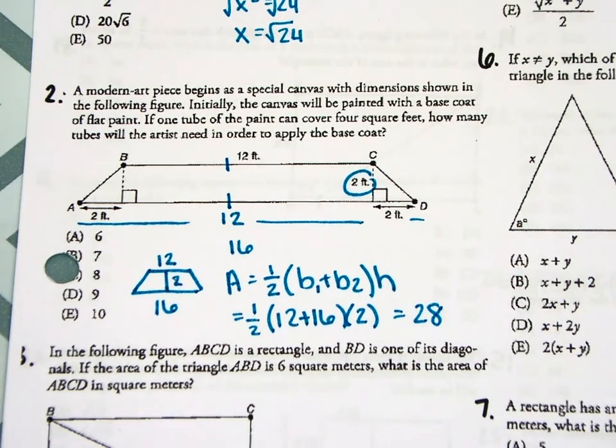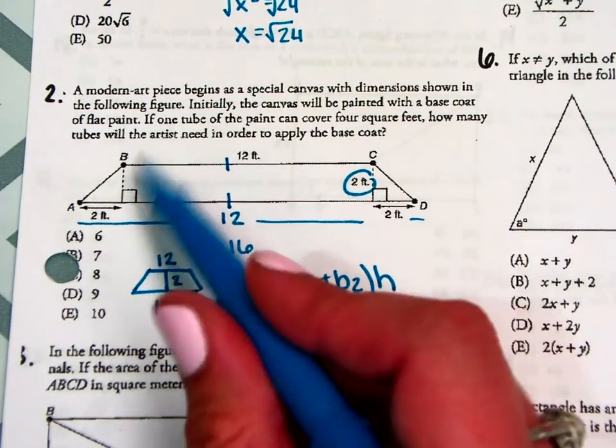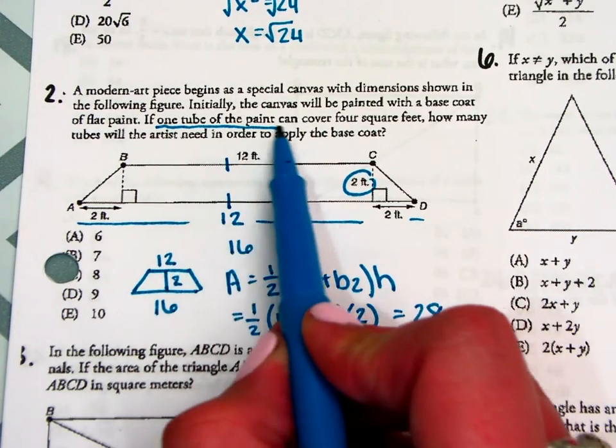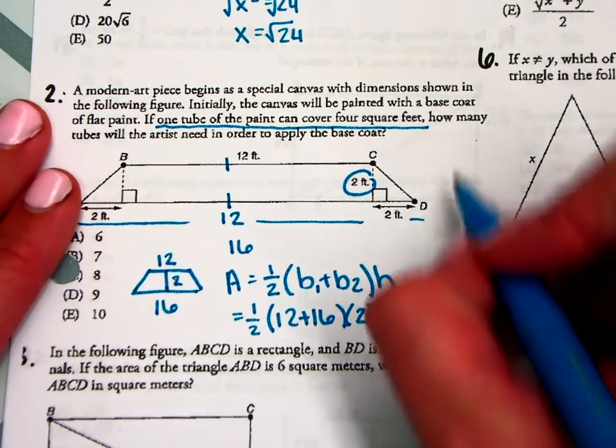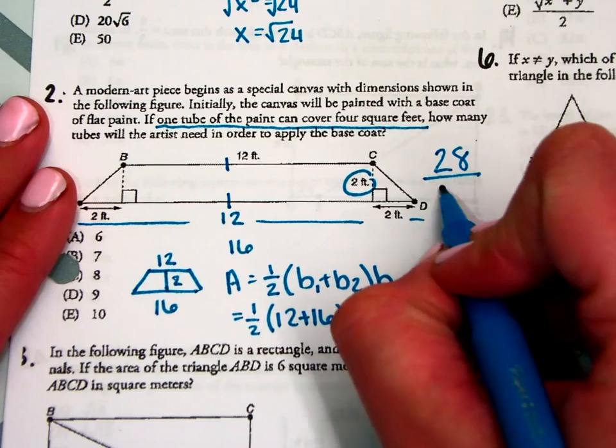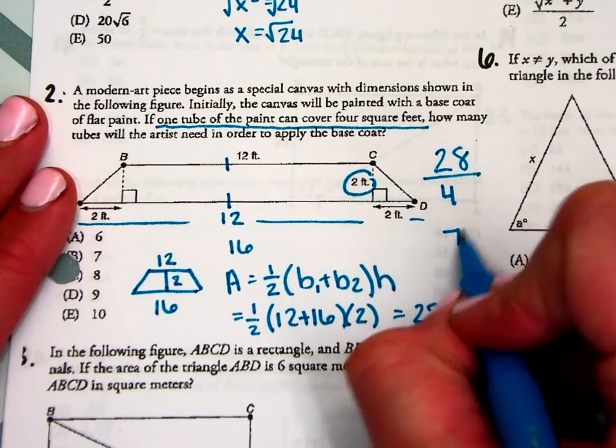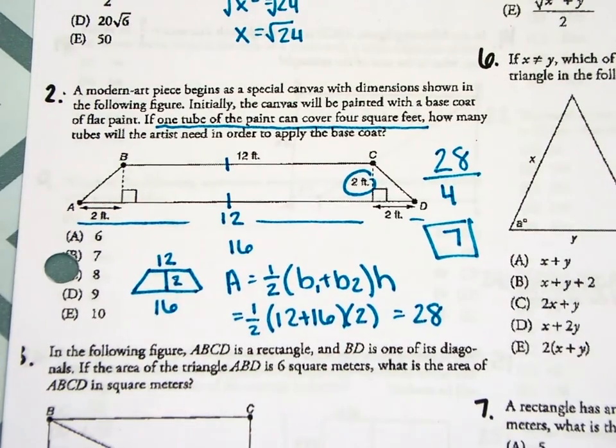Now, I don't see that as an answer, and that's because we are painting this with paint. It says 1 tube of paint can cover 4 square feet. How many tubes of paint will we need? Well, we have 28 square feet, so I'm going to divide by 4, and I get an answer of 7. I need 7 tubes of paint to cover 28 square feet of art. So the answer is 7.